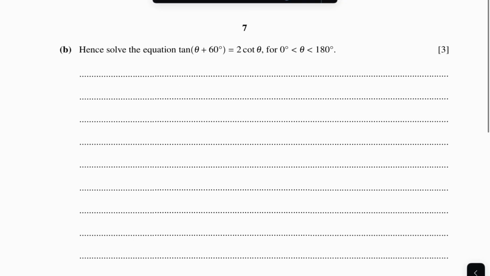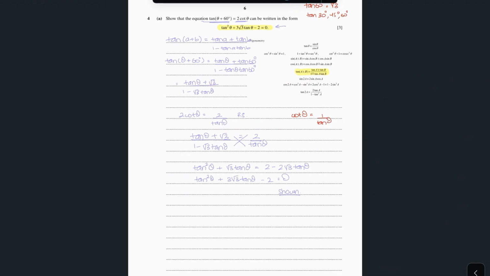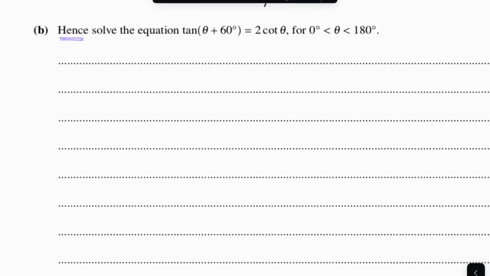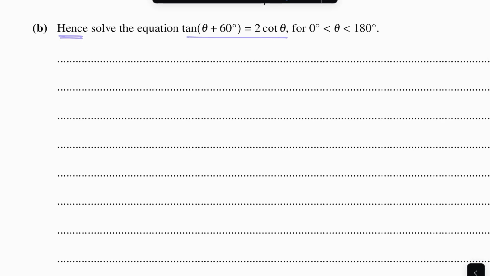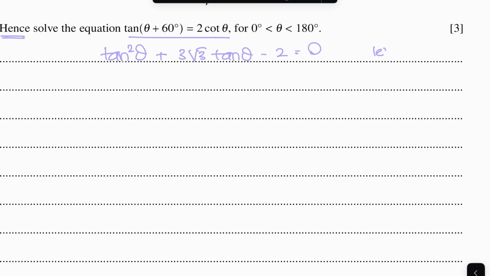For part B of this question, we have been told: hence solve this equation. Whenever they say hence, that means we have to solve it using part A. In part A, we realized that this can be written as tan square theta plus 3 root 3 tan theta minus 2 equals 0. To make our lives easier, we usually let u equal tan theta, and we can rewrite this as a regular quadratic equation. It would look something like this.